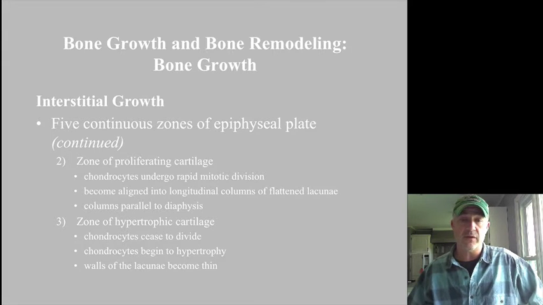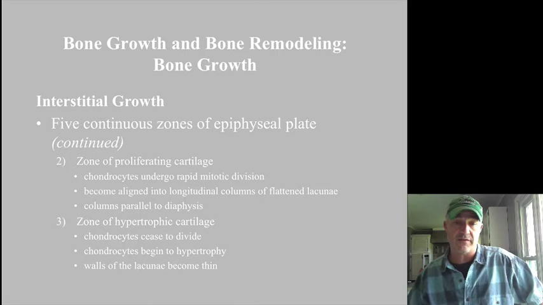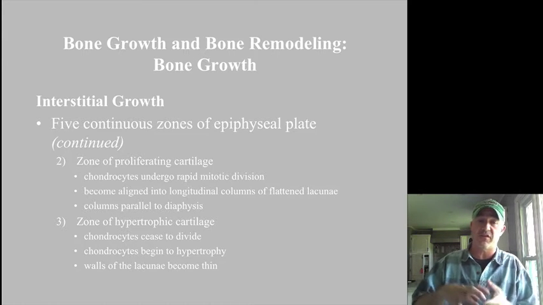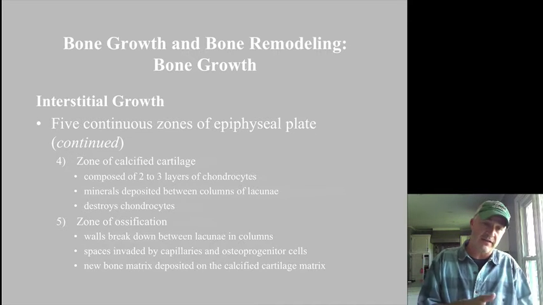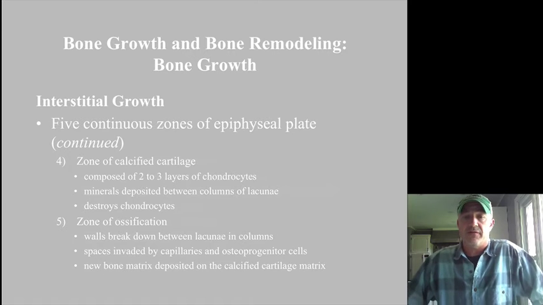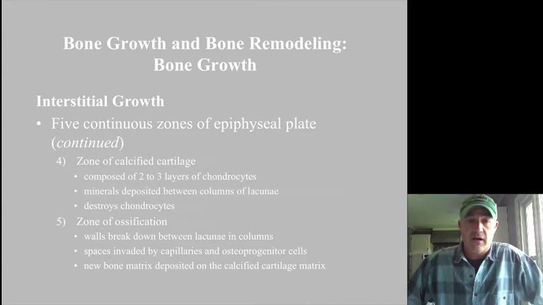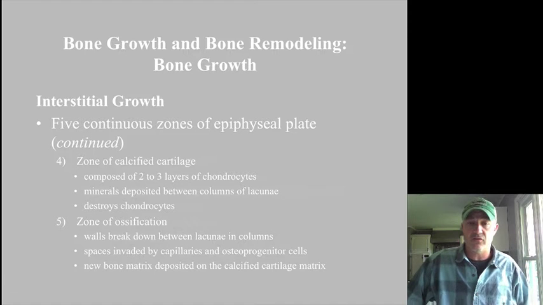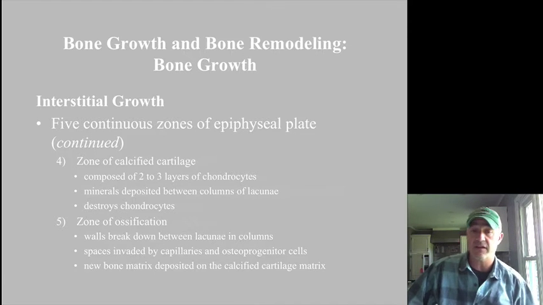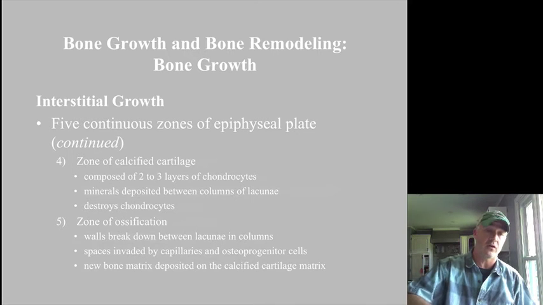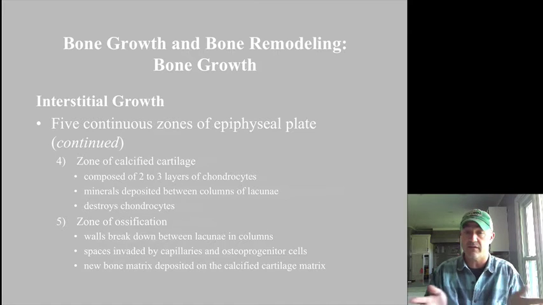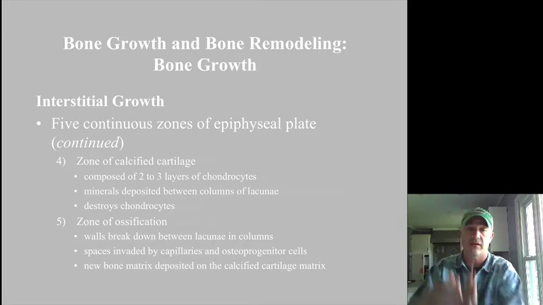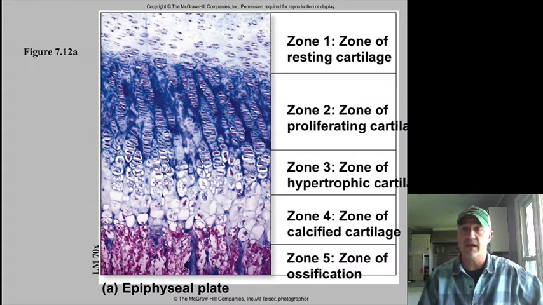As we get a little bit further down, you get these oversized cartilage cells. These are ones that aren't dividing any longer. The walls of the lacunae become really thin, and these are really oversized cartilage cells. Beneath that is going to be about 2 to 3 layers of cells that are calcified. So these are minerals being deposited into the space between the lacunae, and this is killing off those chondrocytes, which allows the fifth zone, which is a zone of ossification, to break down the walls in between these columns and actually get bone cells in there and capillaries into these areas to deposit this matrix and continue to lengthen that bone out.